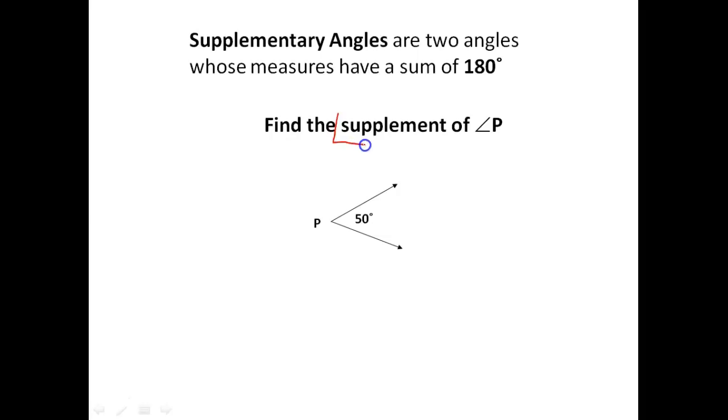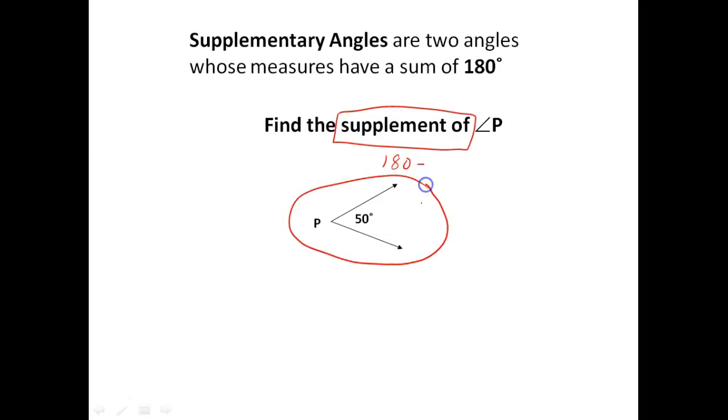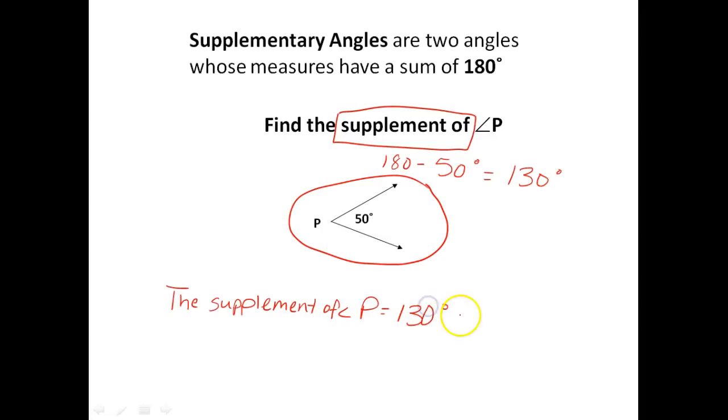So now let's find the supplement of angle P. Very important, supplement of. So this means 180 minus whatever we're asking for. So we're asking for the supplement of angle P, which is 50 degrees. So you have 180 minus 50, which is 130. So the supplement of angle P is 130 degrees. That's all I'm asking for.